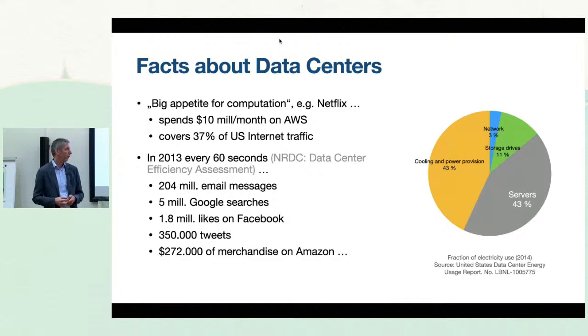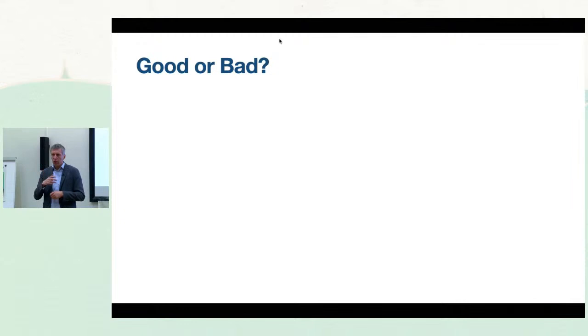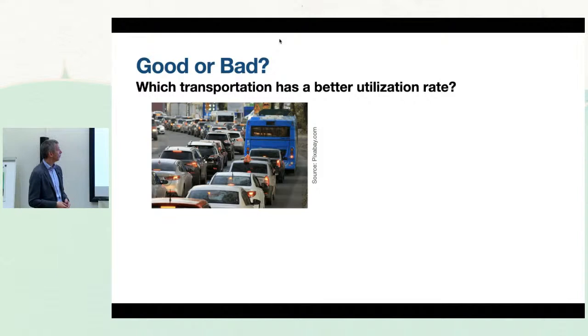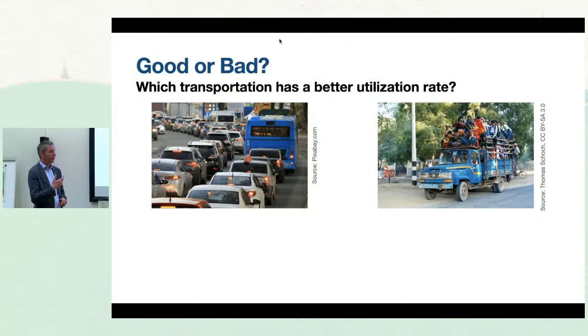So the question is, is it good or bad? It's a lot of energy consumption, so the question is, can we get rid of this? But it's a little bit like the question, which of these two transportation options is a better one? And I have two examples. So the first is this one here. Let's assume that in each of these cars, only one person is sitting, and we all try to drive to the same place. So is this a good one? That's like everybody has their own computer on premise. On the other hand, we could have this transportation, where many people use the same resource, in this case the same car. And of course, there's a much better utilization, as you can see.